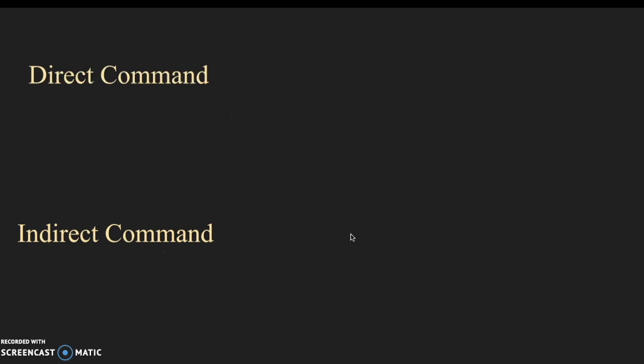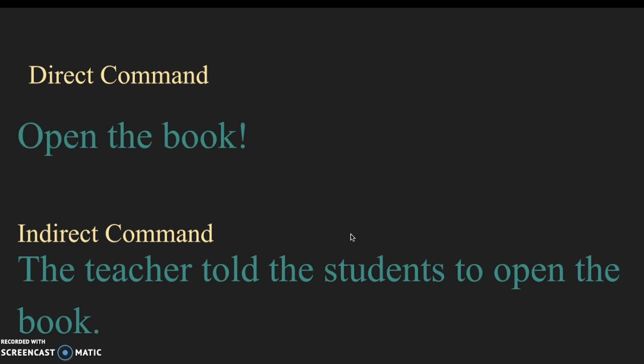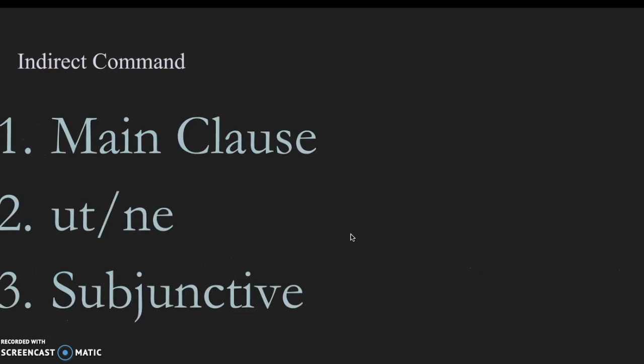Next, indirect command. An indirect command is similar to an indirect question, but instead an indirect command is announcing what was commanded. So, for example, a direct command is open the book versus the teacher told the students to open the book. So it needs a main clause and then a ut or a ne, and then lastly a present or imperfect subjunctive verb.